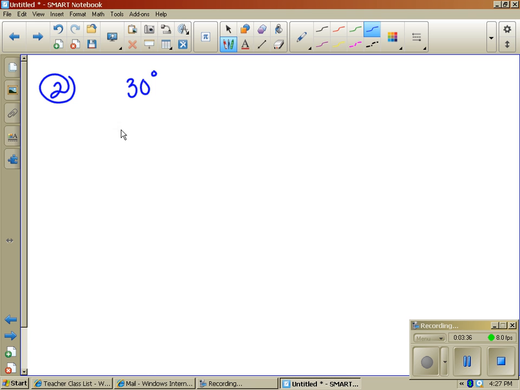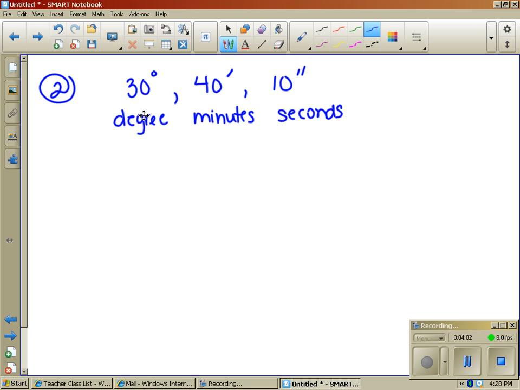So if I said I had an angle that was 30 degrees, 40 minutes, and 10 seconds. So we already know degrees. This is just like a clock. Minutes and seconds. So we have hours on a clock, we have degrees, minutes and seconds. So the comma should not be here. So we have 30 degrees.